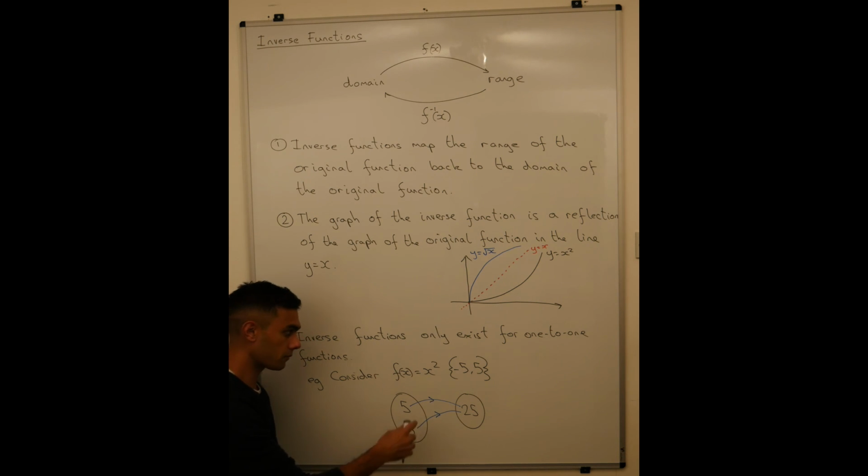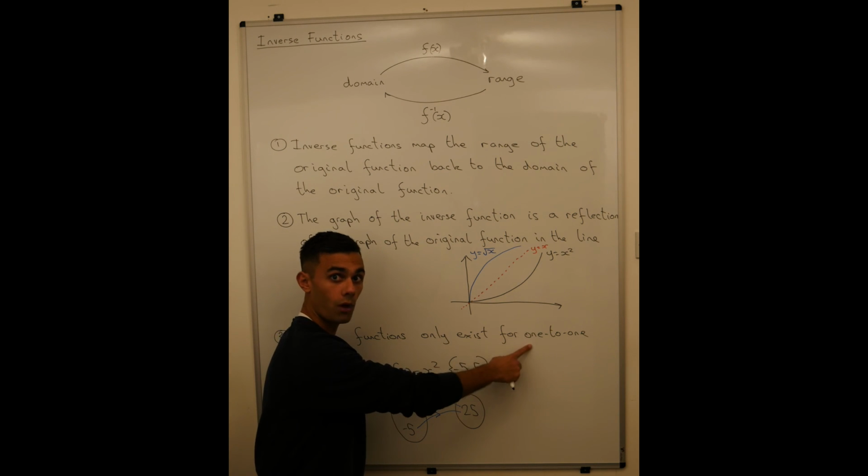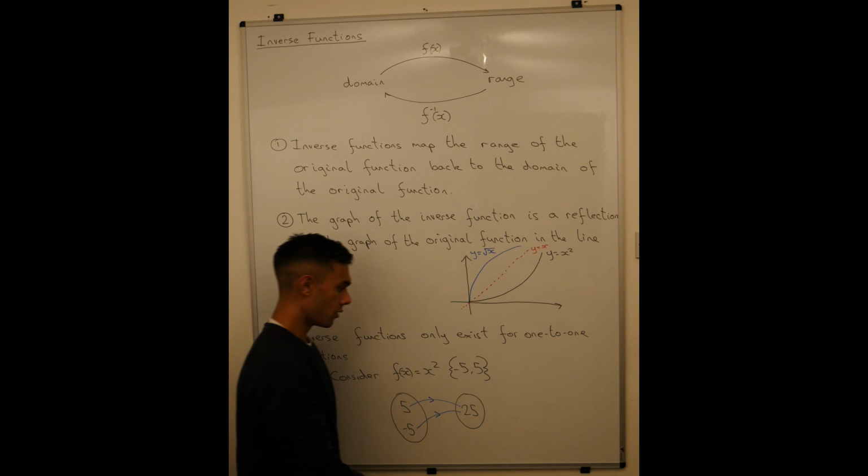Hence, inverses only exist when you have a one-to-one mapping, not a many-to-one.